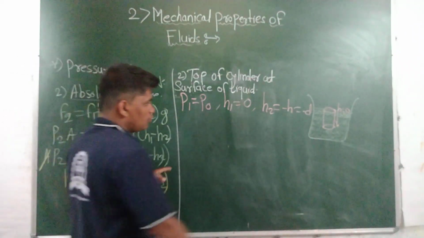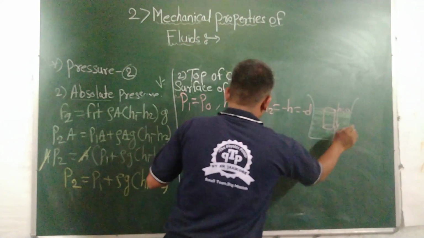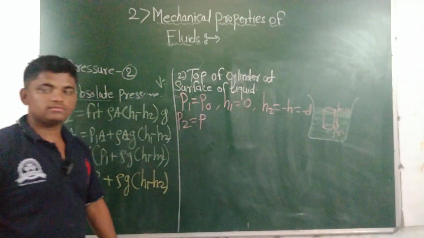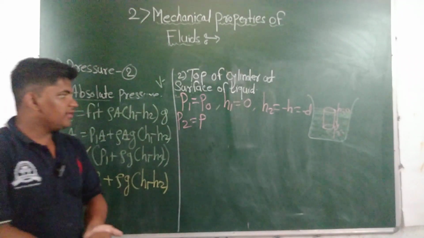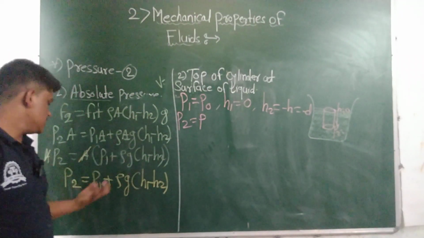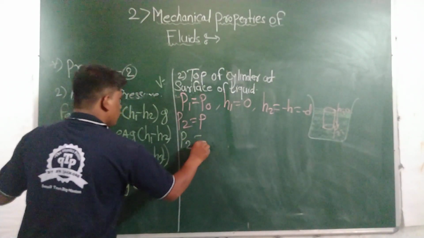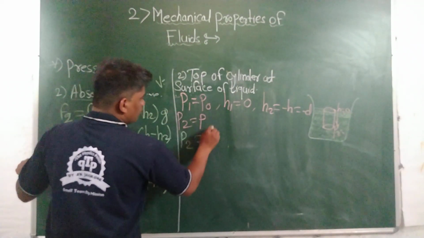Then P2 as a P, P2 equal to P. Then what happens? Just substitute all things in these equations. P2 is equal to P1, that is P of 0.